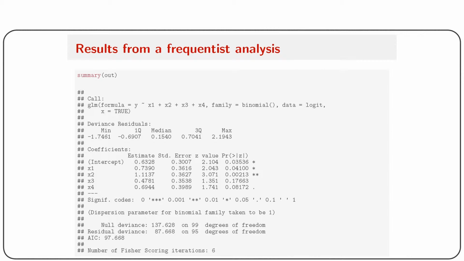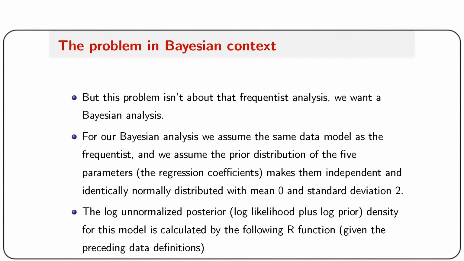So here you can see the estimates, standard errors and p-values, and the AIC is available here, as well as the Fisher scoring iterations, the number of iterations, that is 6, and many other pieces of information. But this problem isn't about that frequentist analysis. We want a Bayesian analysis.